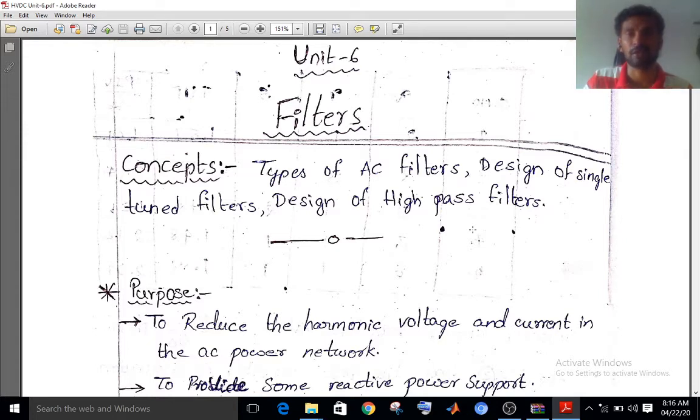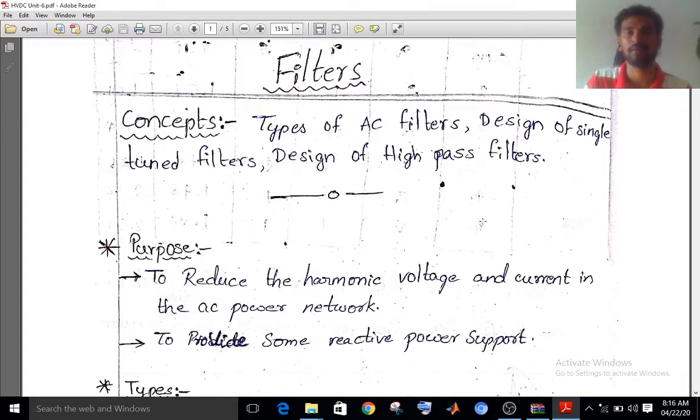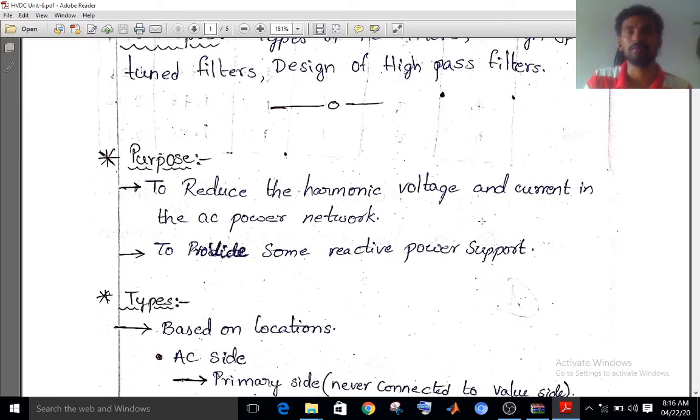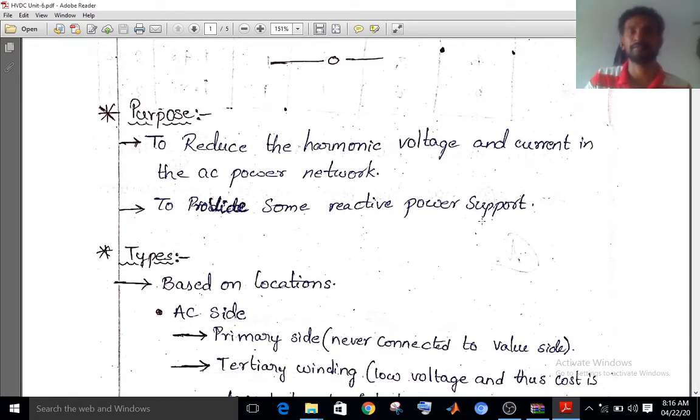These filters not only reduce the harmonic content in the HVDC converter station, they also support some amount of reactive power at the fundamental frequency component of current. So based on the connection or the location of the filter, the filters are divided into AC and DC filters.